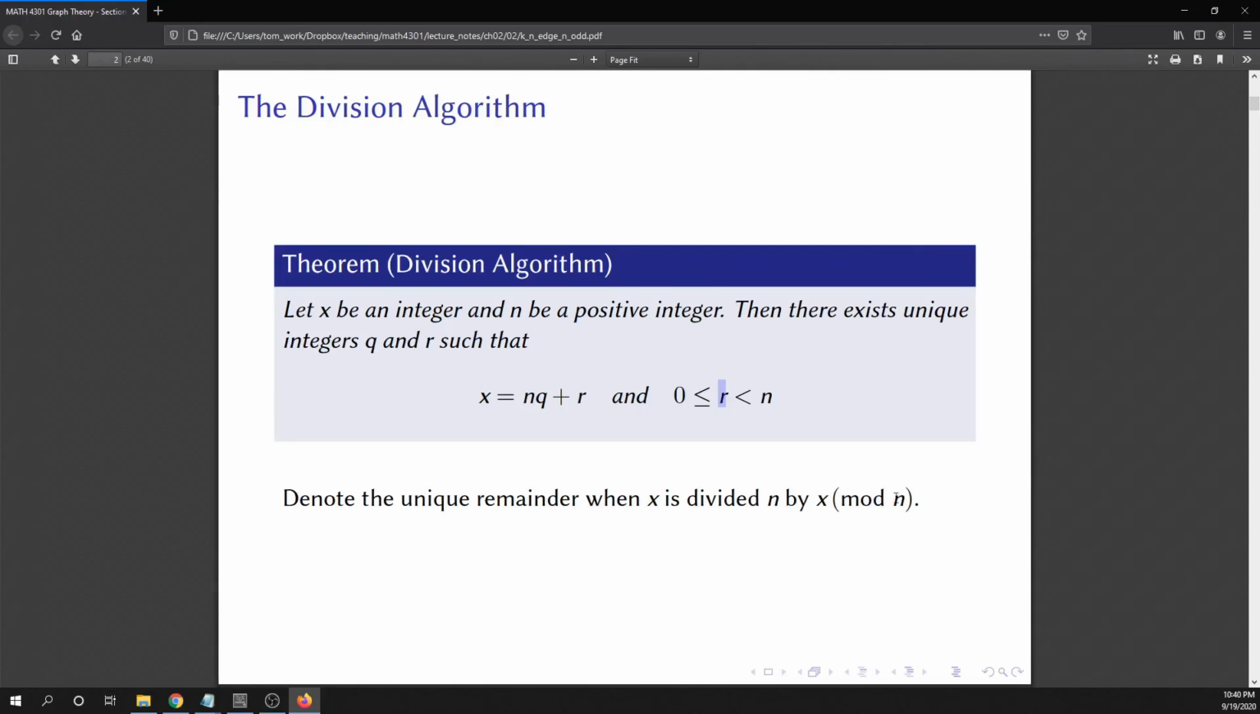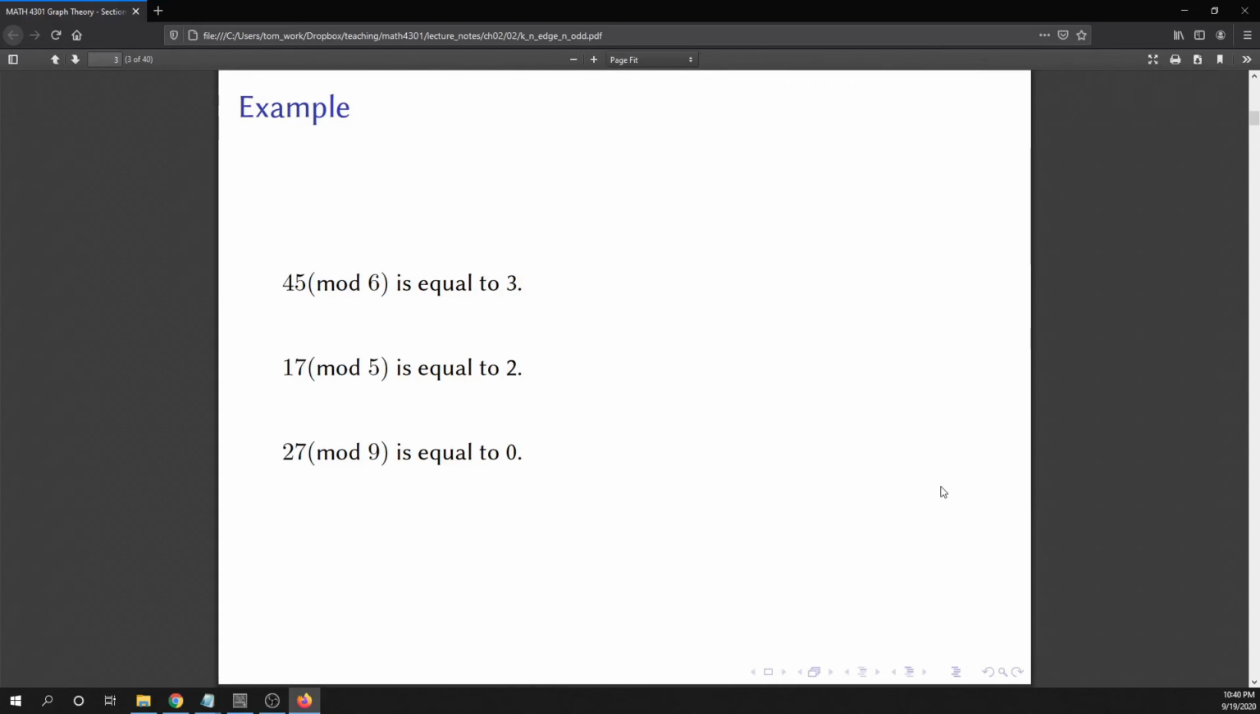You might have encountered this before, but if you haven't taken number theory yet, you'll see this again in that class, though they'll talk about it in a slightly different way there. We really only care about the remainder here, so we're just going to take this approach. Just some examples here: 45 mod 6, 17 mod 5, and 27 mod 9.